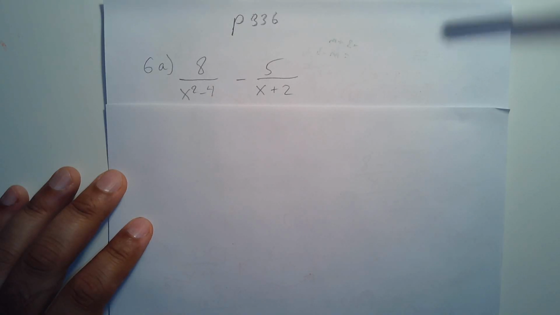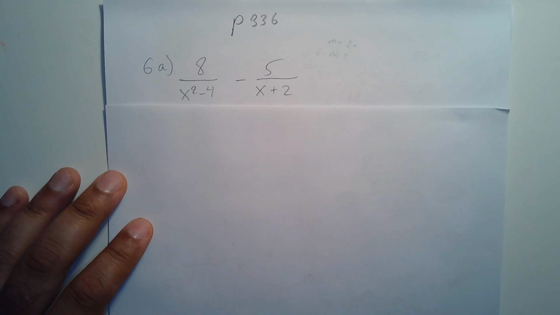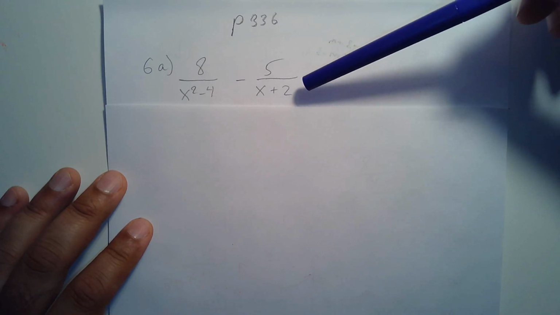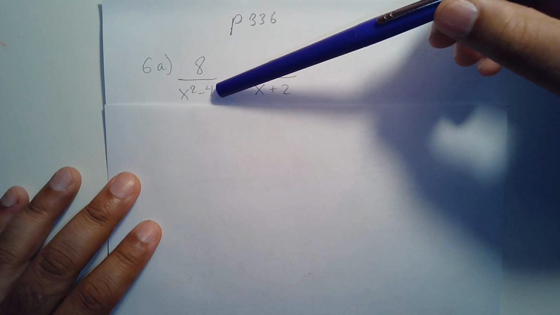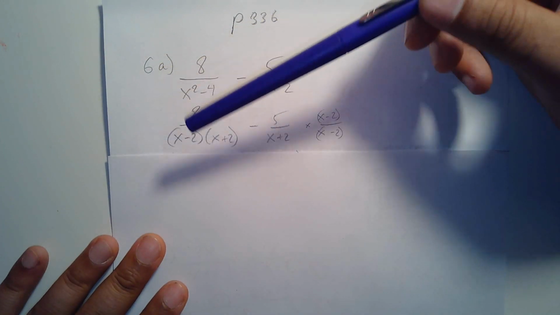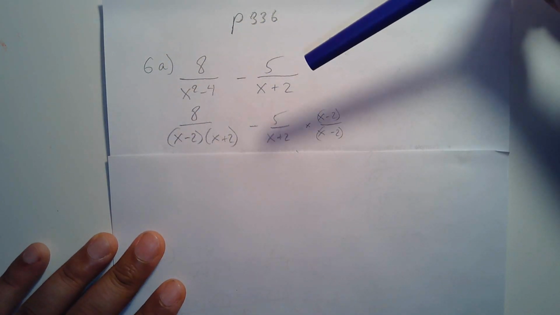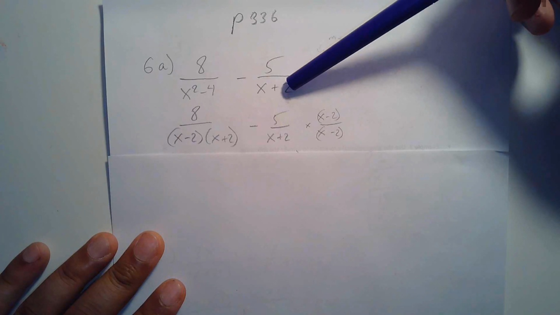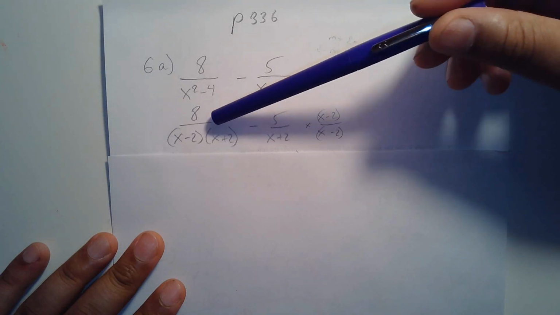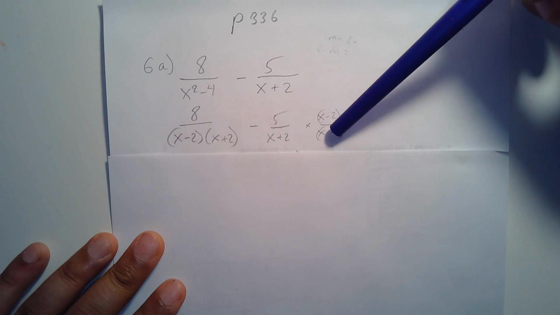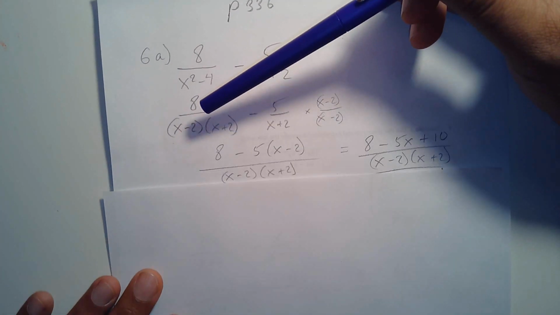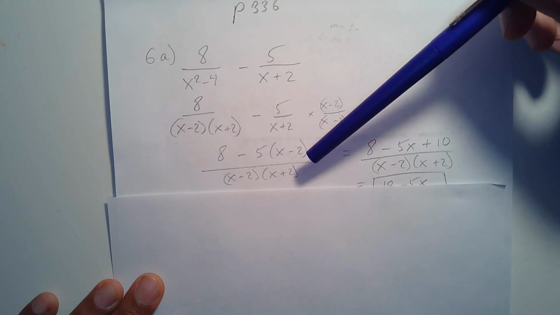So page 336, this was 6A, the adding and subtracting. Remember, in order to add and subtract fractions, the denominators have to be the same. So the first thing we'll do here is factor this out. This is a difference of squares, so that gives you x minus 2, x plus 2. This fraction has the x plus 2, but it's missing the x minus 2, so we have to multiply the top and bottom by x minus 2. And that gives us this here.